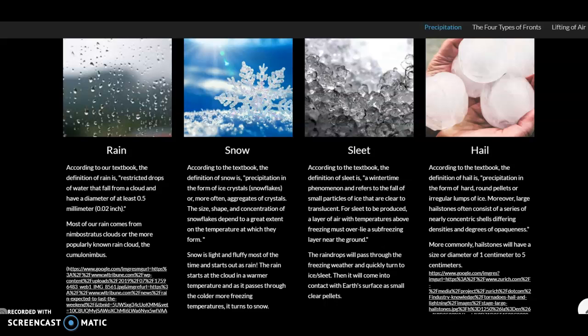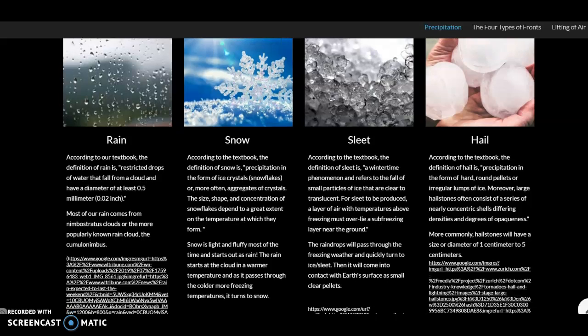The definition of snow is precipitation in the form of ice crystals or snowflakes, or more often aggregates of crystals. The size, shape, and concentration of the snowflakes depend to a great extent on the temperature when they form.